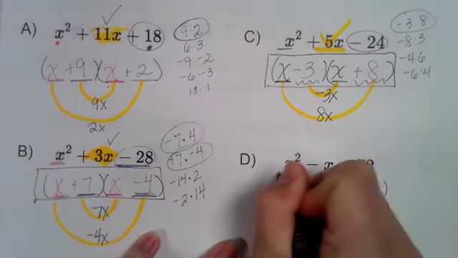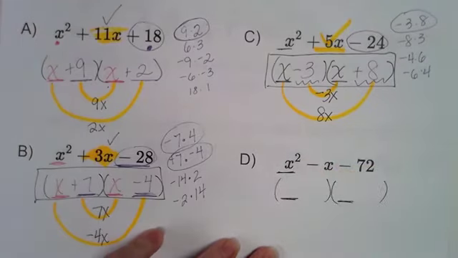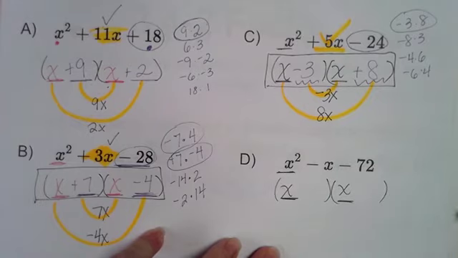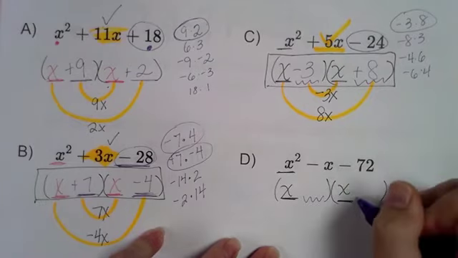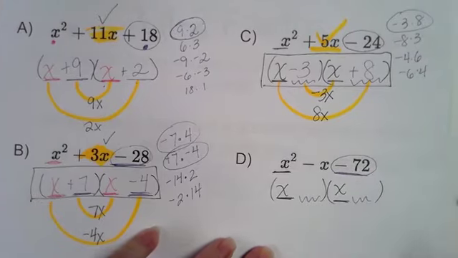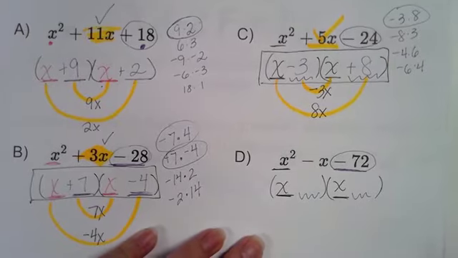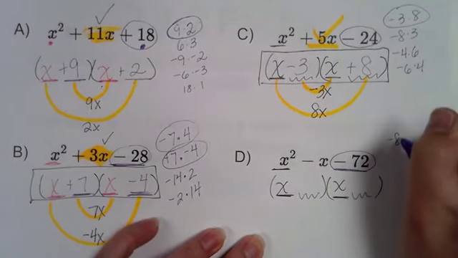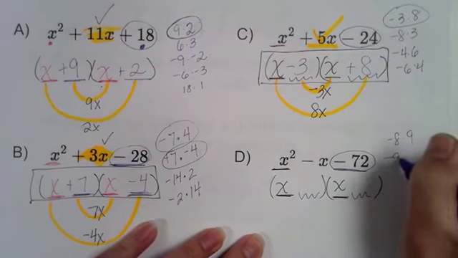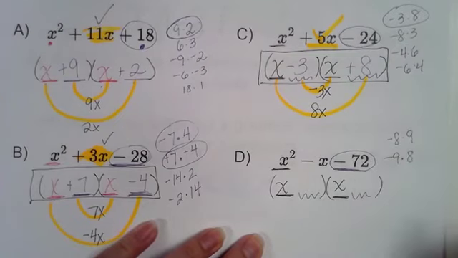First times first has to be the first thing. What times what is x squared? x times x is x squared. Last times last has to be the last thing. Our last thing is negative 72. What times what is negative 72? 8 times 9. Negative 8 times positive 9 would give us negative 72. Vice versa, negative 9 times 8. Others?